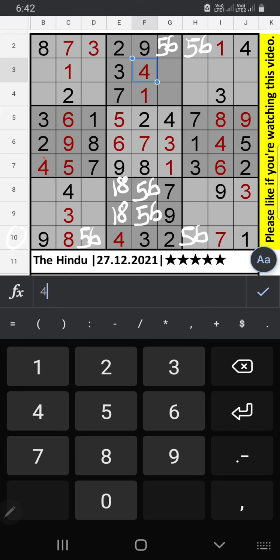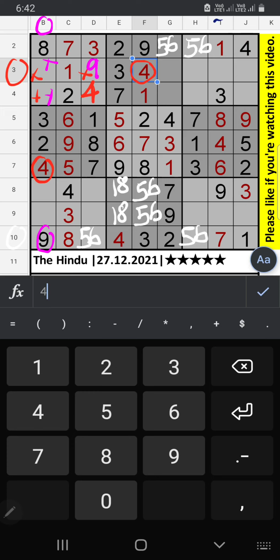In column B we also have 4, can't come in these cells. In the row also we have 4, can't come in this cell. Then 4 will be here. Then in column B we have 9, can't come in these 2 cells. Then 9 will be here.